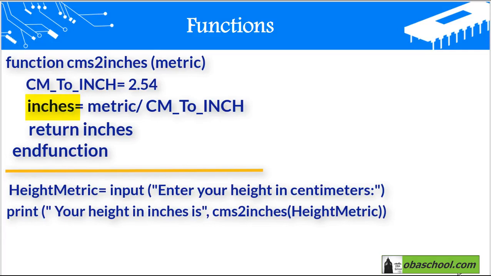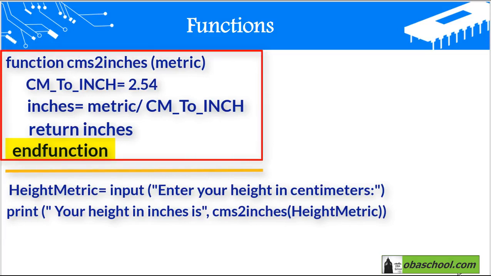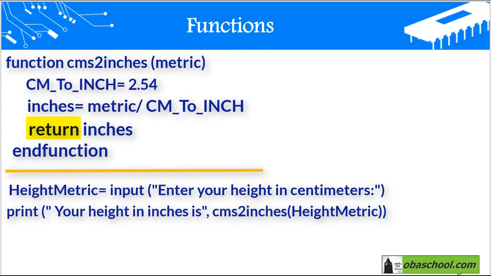Then we're going to return the variable inches, so the answer will be shown beside the print message that is shown to the user. Then we have end function so that we know the function has stopped. So the return statement identifies it as a function rather than a procedure.